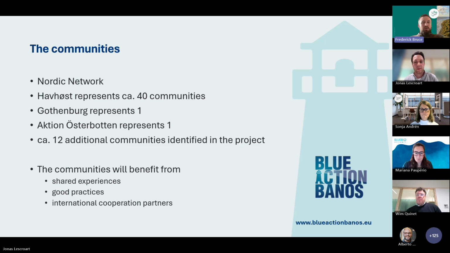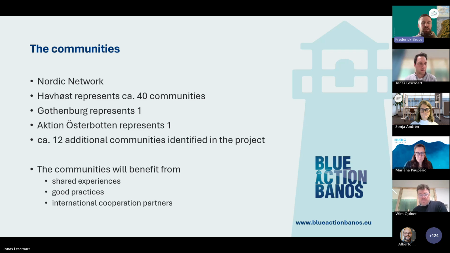So the communities, it's not just one community. Well, now it's an international community, I would say. It started with Hauhust, and they have a Nordic network with many of the Nordic countries who have a shared interest in this topic. In Denmark, they are a network of networks, essentially, so they have around 40 communities all over the country. The University of Gothenburg has one focal site in Gothenburg, but I think they've now branched out to a few more communities where they're setting up these micro-scale sea gardens, they're called, for regenerative ocean farming. Action Österbotten represents at least one, but there are also other stakeholders engaged nearby, so they are in the process of building their community.